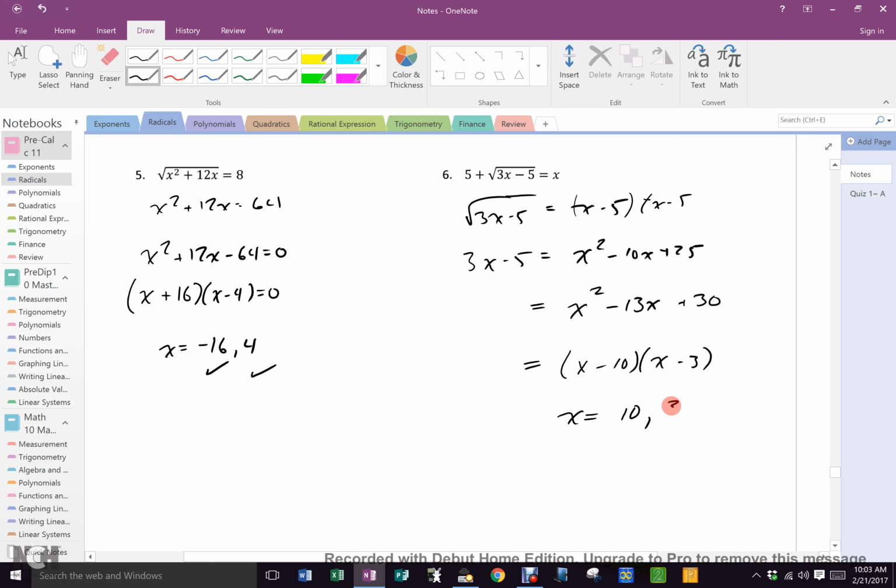10 and 3. Do they both work? 30 minus 5 is 25, yeah? Square root of 25 is 5. 5 plus 5 is 10. And x was 10. So does 10 work? Yes. Does 3? 3 times 3 is 9. 9 minus 5 is 4. Square root of 4 is 2. 5 plus 2 is 7. No, because that says x is 3.